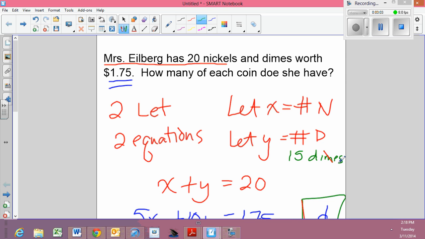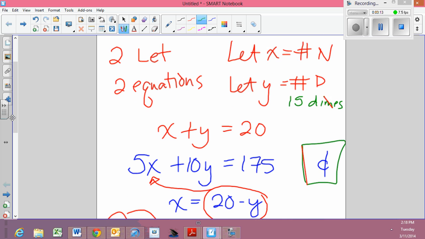And the question asks, how many of each coin does she have? So I have to also know how many nickels I have. So if y is 15, you can choose either of your starting equations and plug it in. I'll plug in 15 there for y, so that means x is 5. So that means I have 5 nickels and 15 dimes.